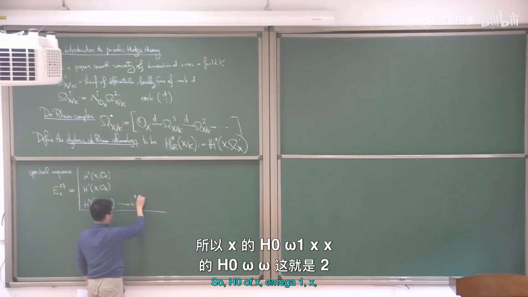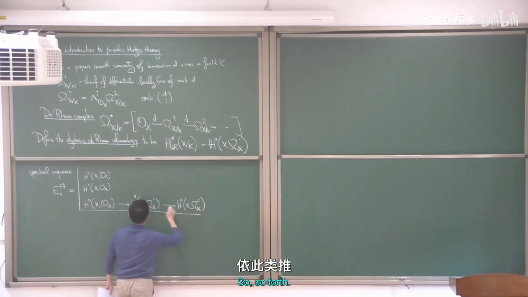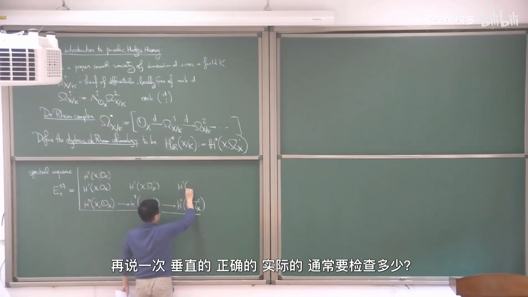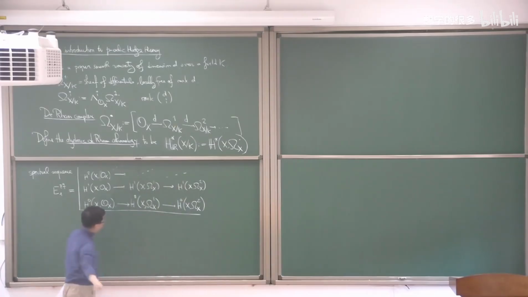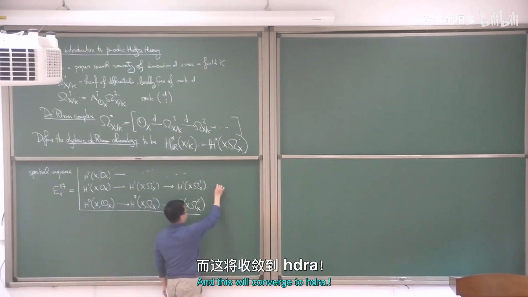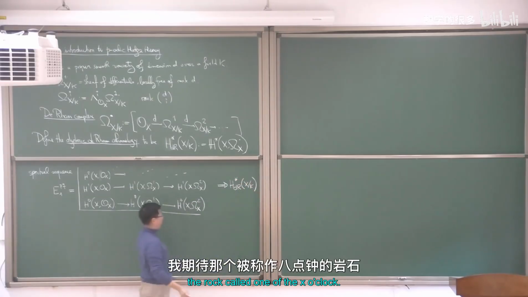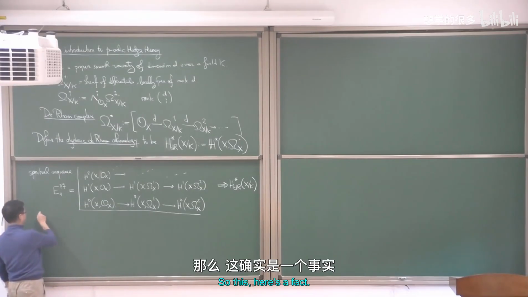So H^0(X, Omega^1_X), H^0(X, Omega^2_X), and so on and so forth. And again vertically I'm taking the usual Čech cohomology. So I'm going to write all of it, just like so. And this will converge to H_dR, the algebraic de Rham cohomology of X over k.